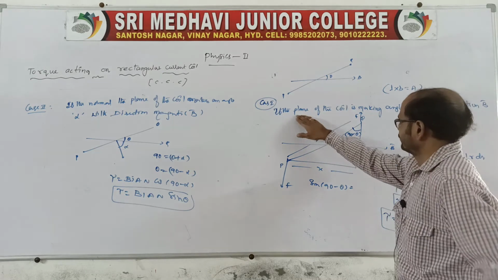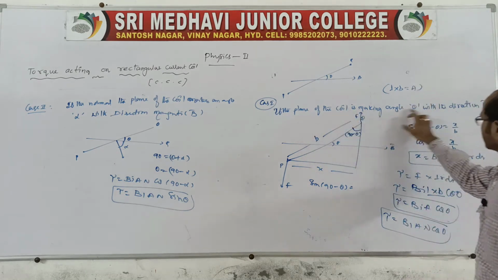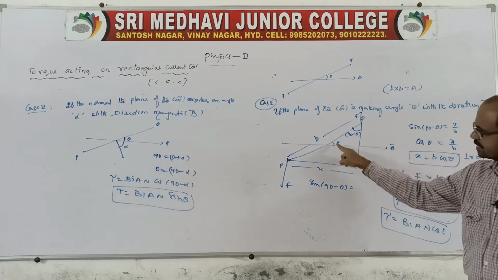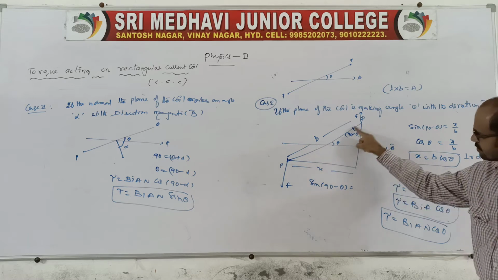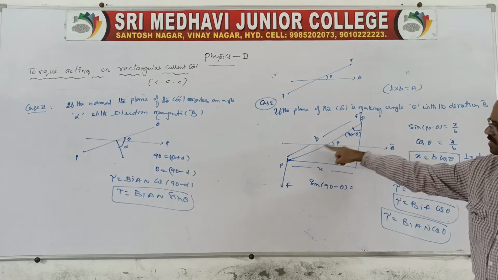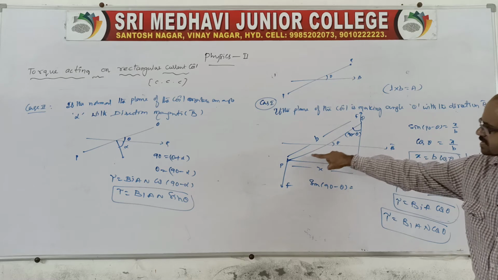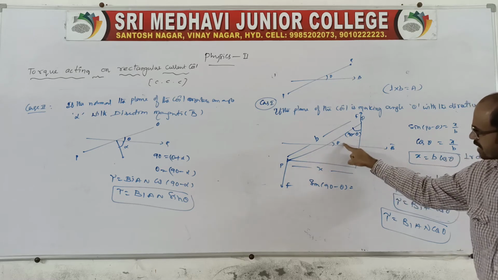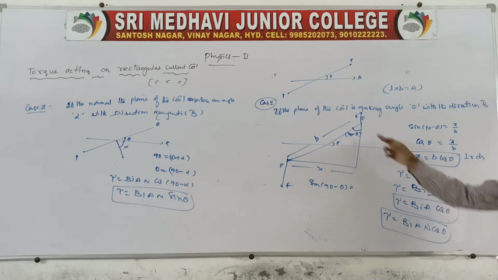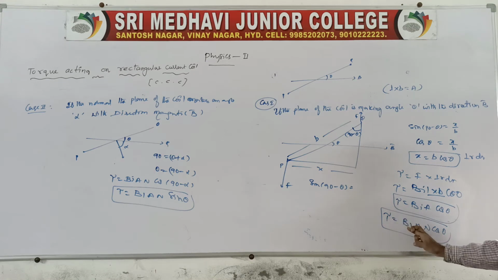First one is, if the plane of the coil is making an angle theta with the direction of B. So this B is making an angle with the direction of the plane. This is the plane of the coil and it is making an angle theta. Therefore, for this case, we can take torque is equal to BIAN cos theta.